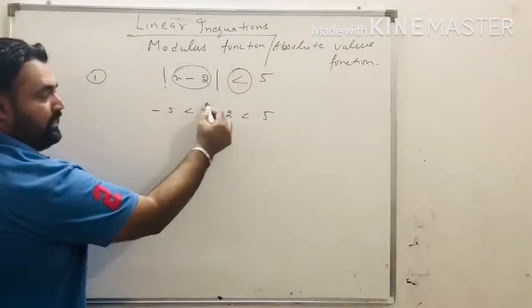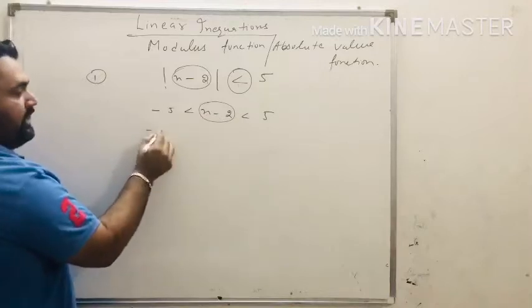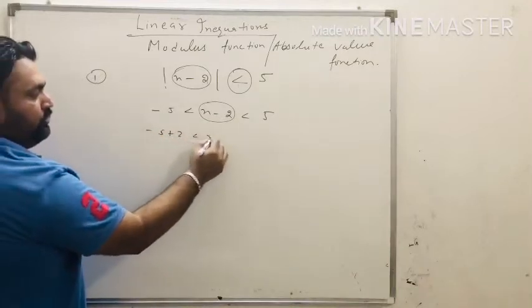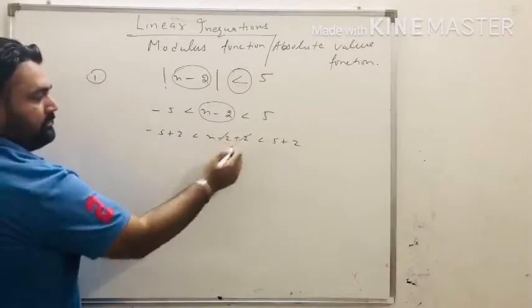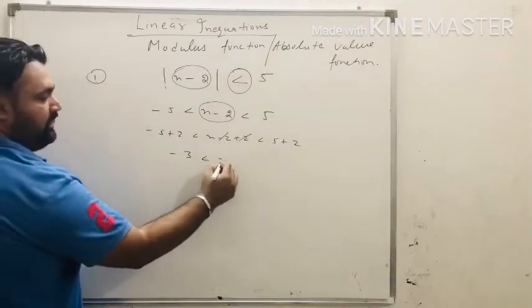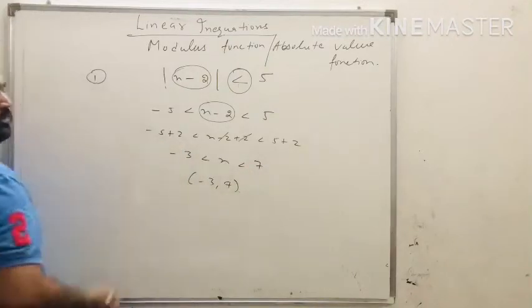Now, but we have to find the value of x. So, to find the value of x, we add 2. So this becomes cancelled. So minus 3 less than x less than 7. So minus 3 to 7.